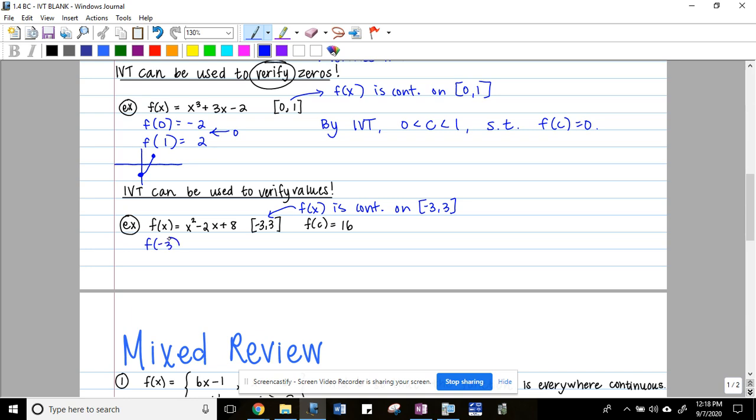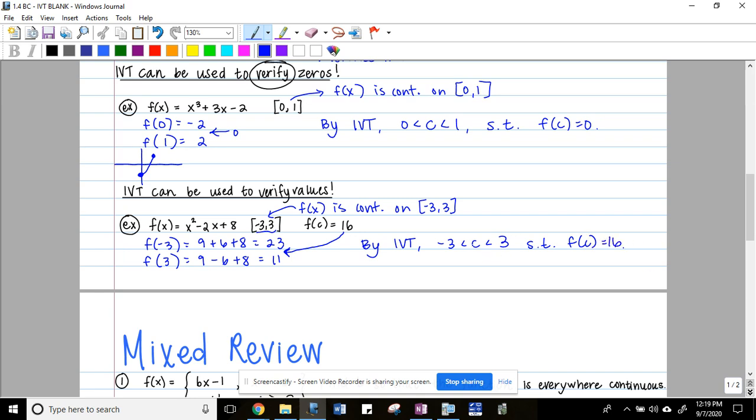What's f of -3? That's 9 plus 6 plus 8. So let's see, 15 plus 8, 23. And then find f of +3. That's 9 minus 6 plus 8. 3 plus 8 is 11. 16 does fall between 23 and 11. So by IVT, there exists some c between -3 and +3. There must be some c that falls in here, at least one, such that f of c equals 16.